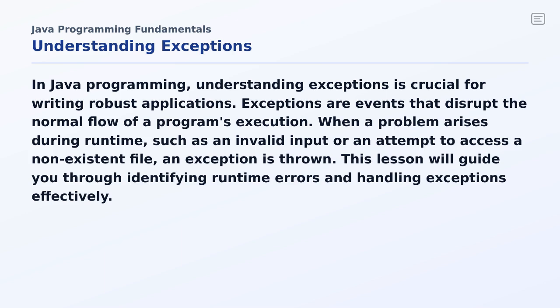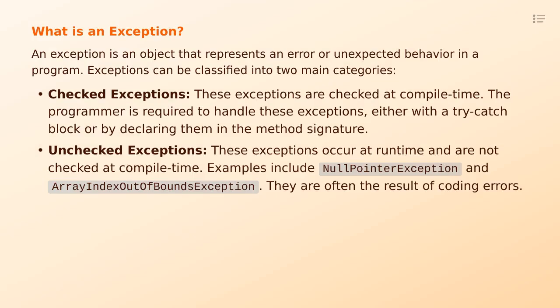Don't worry if this feels new at first. This section covers what an exception is. An exception is an object that represents an error or unexpected behavior in a program. Exceptions can be classified into two main categories.